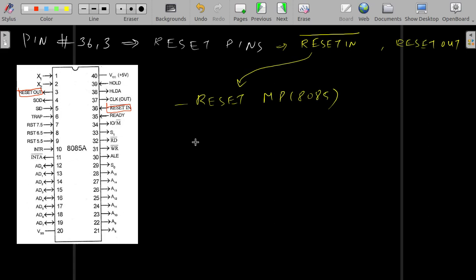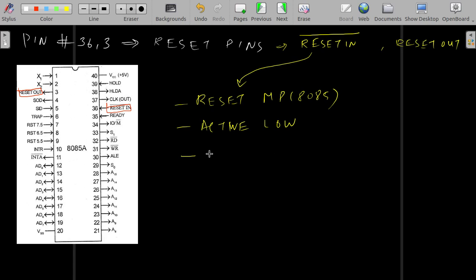So how does this reset? One thing is that you can see the bar above the pin. It means that it is an active low pin. What does active low mean? You should know this by now. Active low means that to enable that pin, you have to give a low or a 0 at that pin.